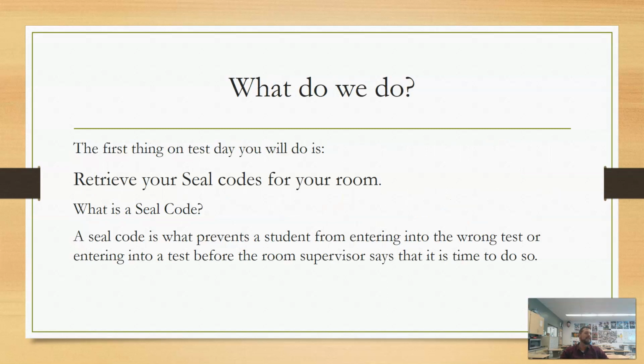The very first thing that you'll do once test day comes around is you will retrieve the seal codes for your room. Technically, you can look at the seal codes whenever you want. I've been told that they regenerate every day, so you don't have the same seal codes every day. I don't know if that's true or not, but basically a seal code makes it so until you give the students this particular number, even if they try to take the test, they cannot. It's like a password, if you will, that you give to the students assigned to your particular room, and it makes it so students can't accidentally go into the wrong test as well.